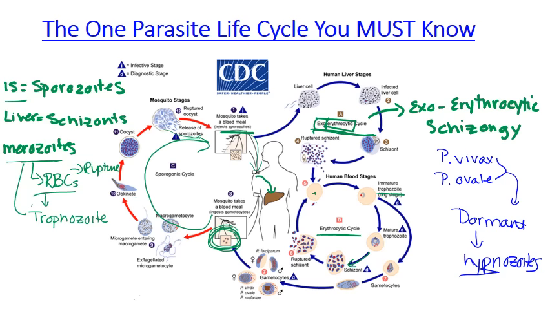Our infective stage is our sporozoite. Our liver stage is the schizont. Our red blood cell stage is the merozoite and the trophozoite. And the trophozoite, which is the ring form, is actually also our diagnostic stage. So these are the stages that we need to keep in mind as we're thinking about the normal life cycle of malaria.